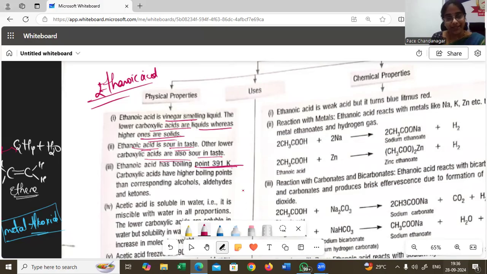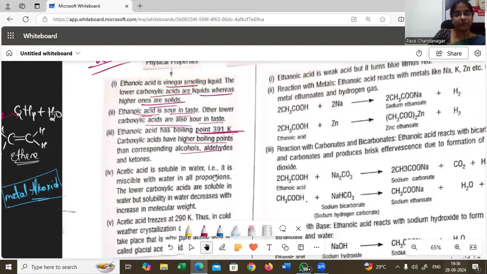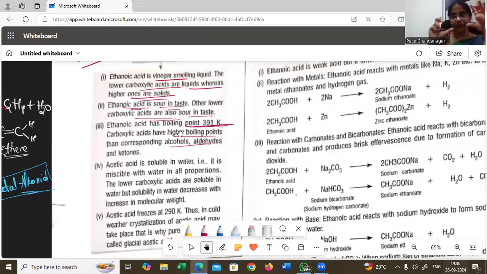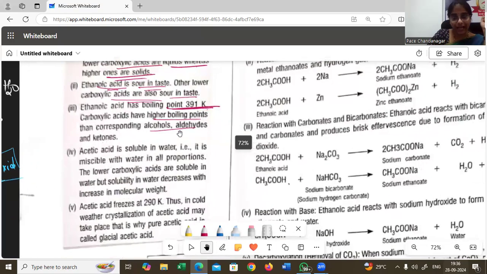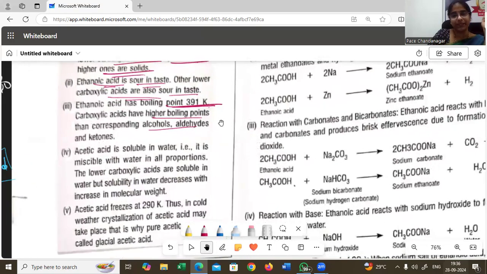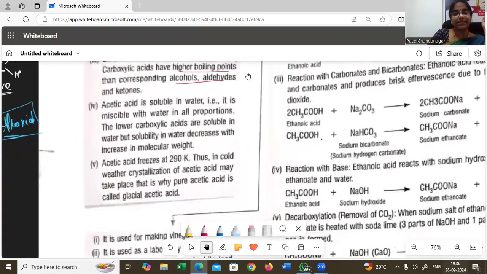The boiling point is 391 Kelvin, and they have higher boiling points compared to their alcohols and aldehydes because of the hydrogen bonding they undergo, and also the van der Waals forces, which we do not have right now. As it comes, I will be teaching you those forces as well. Next, acetic acid, which is nothing but your ethanoic acid. Acetic acid is a general name for ethanoic acid. It is soluble in water and it is miscible.